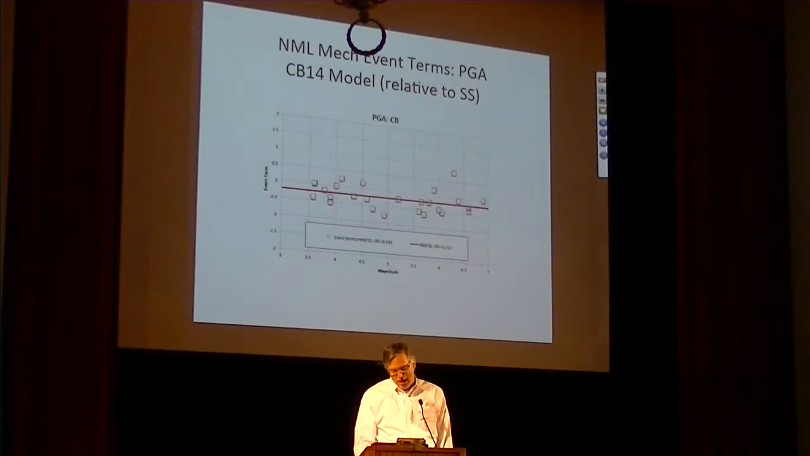Next one, Campbell and Bozorgnia, same thing. They have about a minus 0.2 for the style of faulting factor for normal, and you can see the data, and these are the event terms, so these are consistent there. Okay, but we're still fitting a sparse number of points trying to get at these effects.